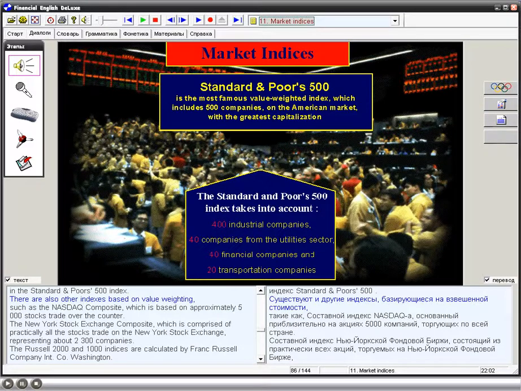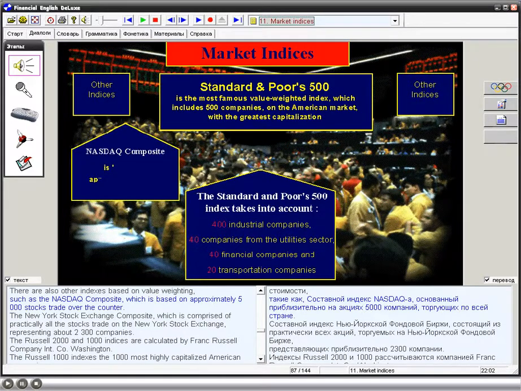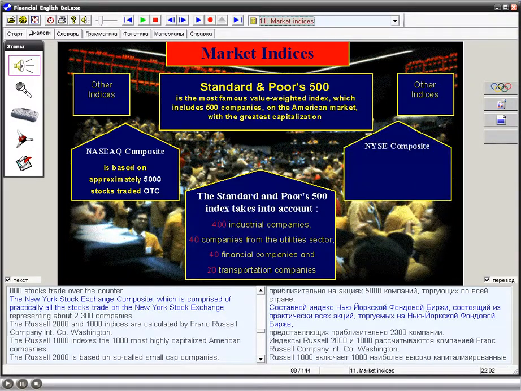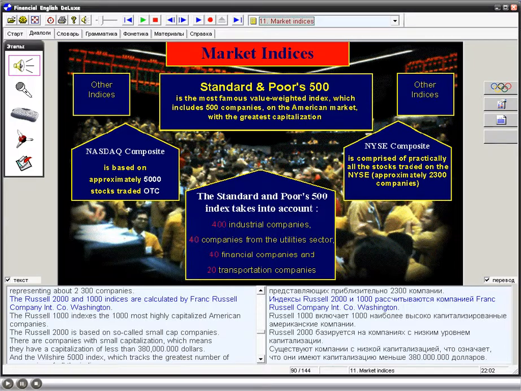There are also other indices based on valuating, such as the NASDAQ Composite, which is based on approximately 5,000 stocks traded over the counter. The New York Stock Exchange Composite, which is comprised of practically all the stocks traded on the New York Stock Exchange, representing about 2,300 companies.